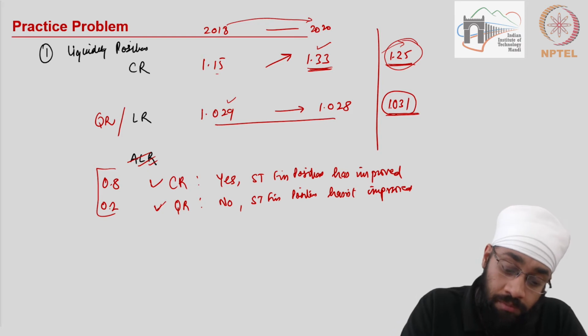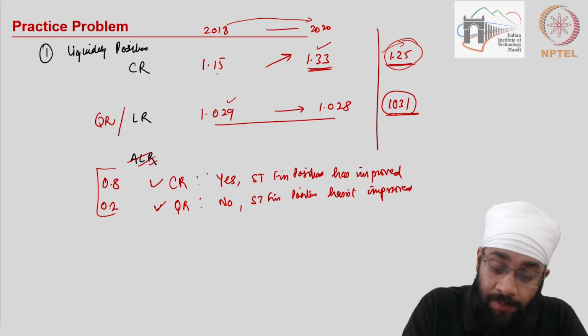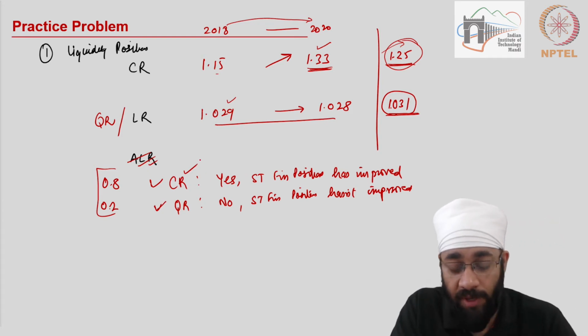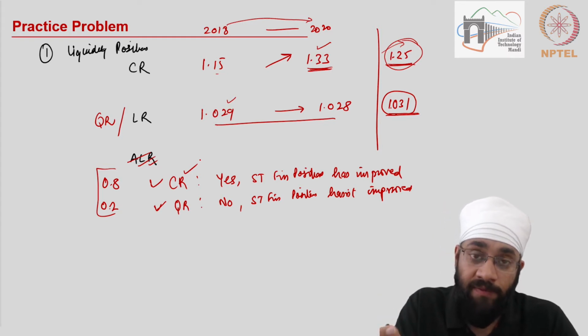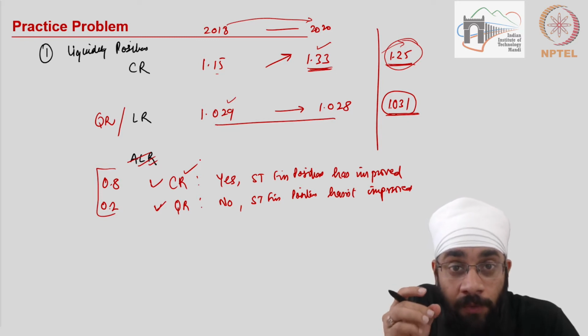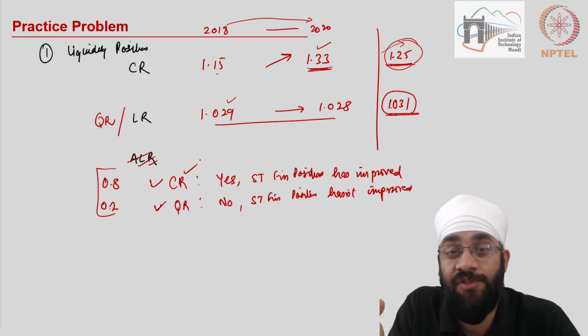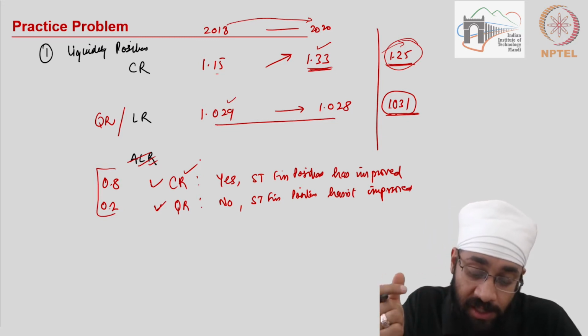But if you say the stock and the prepaid expenses, which are part of current asset, which is the difference between these two ratios, stock is very highly unlikely to be sold now because the regulations have changed, the government has changed.